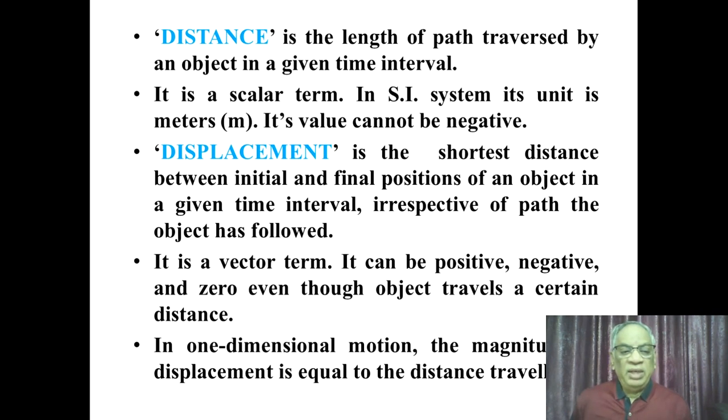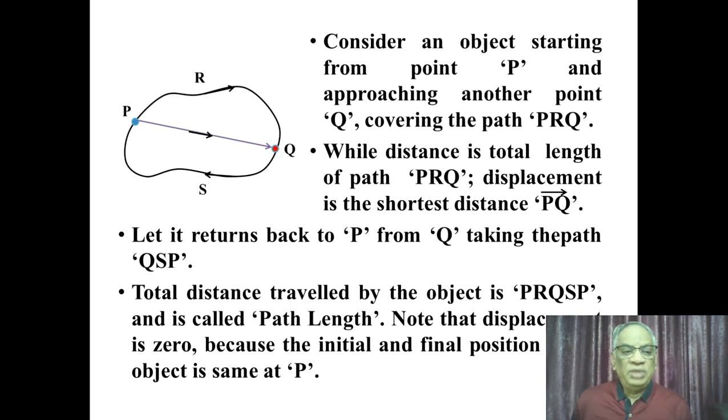whatever it might have traveled, a lot of distance, but finally it comes to the initial position, then the displacement, the shortest distance, is 0, hence the displacement can be 0. Hence it is a vector term. In one-dimensional motion, the magnitude of displacement and the distance both will be equal. Now in this figure you can clearly understand what is the difference between displacement and distance.